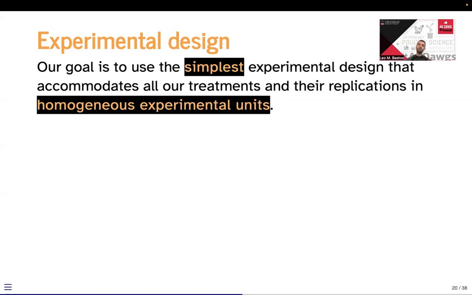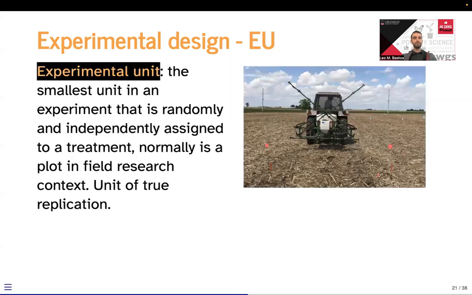And our goal here is to use the simplest experimental design that will accommodate all of our treatments and their replications in homogeneous experimental units. That's the key there. Our design is going to help us do that. Even if you have heterogeneous material, your design should account for that in a way that you're still allocating your treatments within homogeneous units.